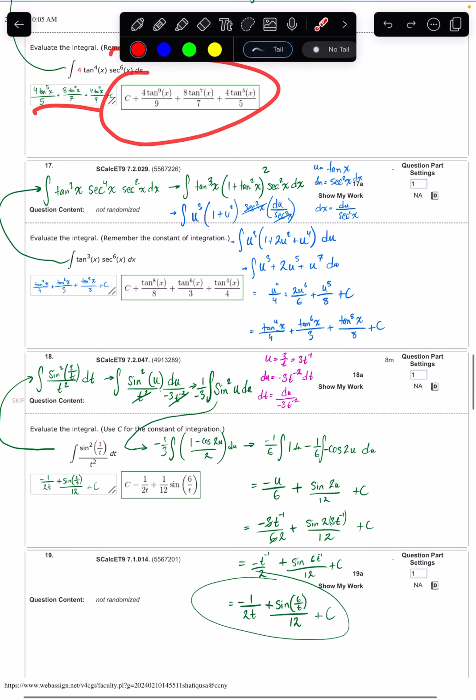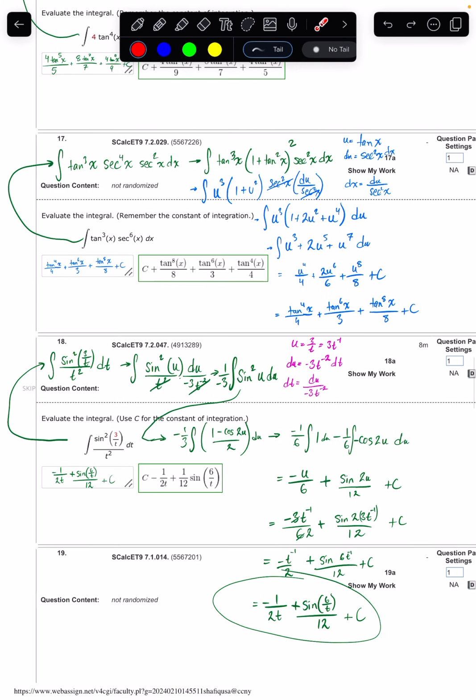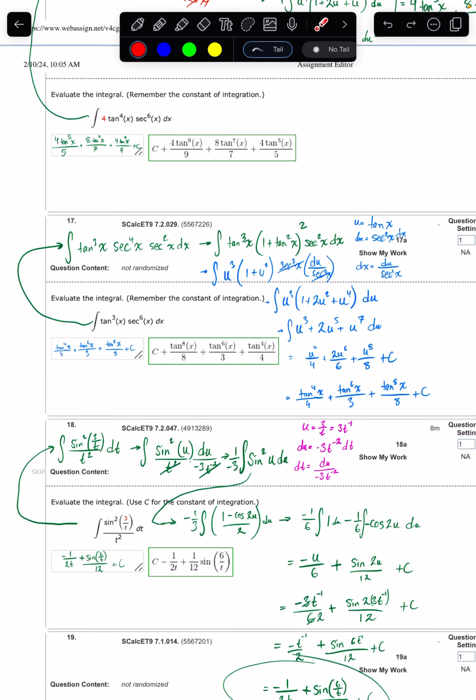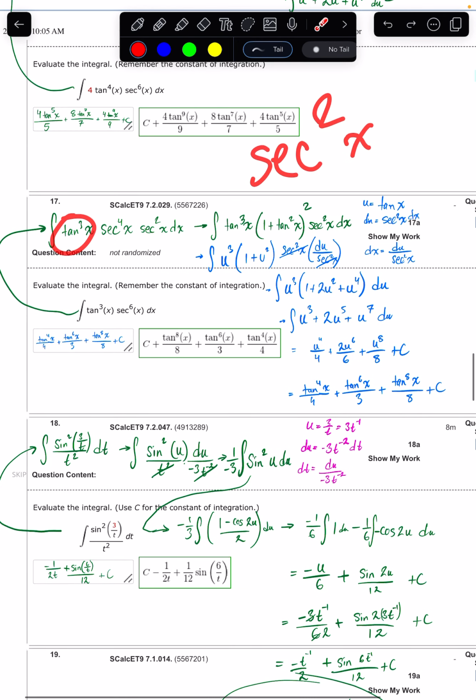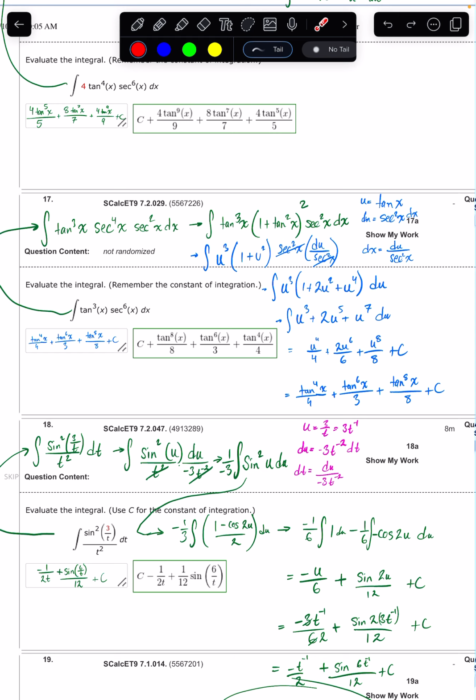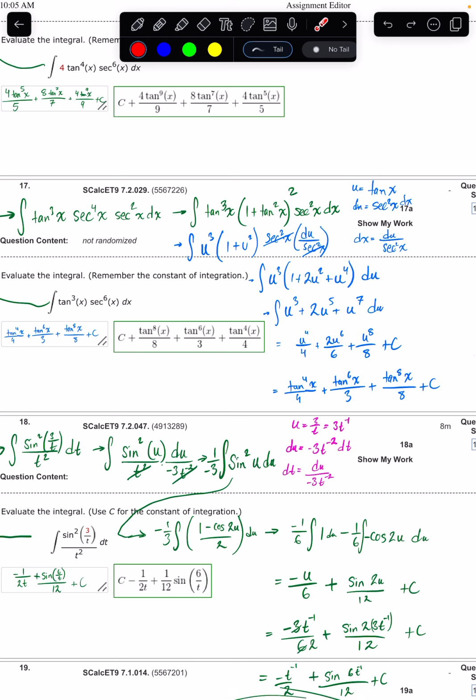Alright, number 17. Oh, it's another tan secant one. This time, still the same. We can literally do the same thing again. Secant to the 6 is an even power, right? So we want to save a secant squared because we know the derivative of tangent is secant squared, right? So I break up the secant 6 into secant 4 times secant squared, right? Do the same thing again. This becomes 1 plus tan squared x, this whole thing to the second power because of the 4.